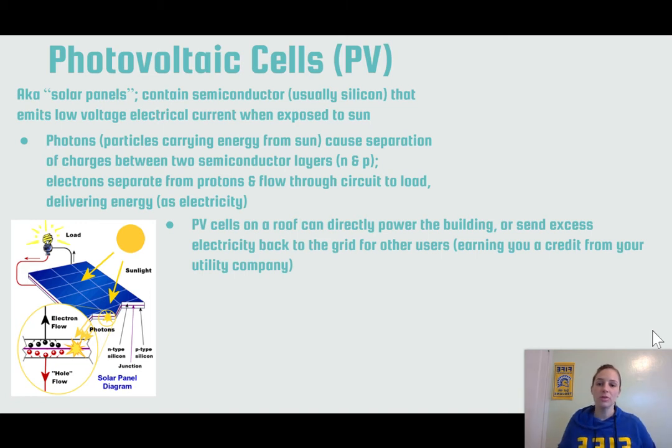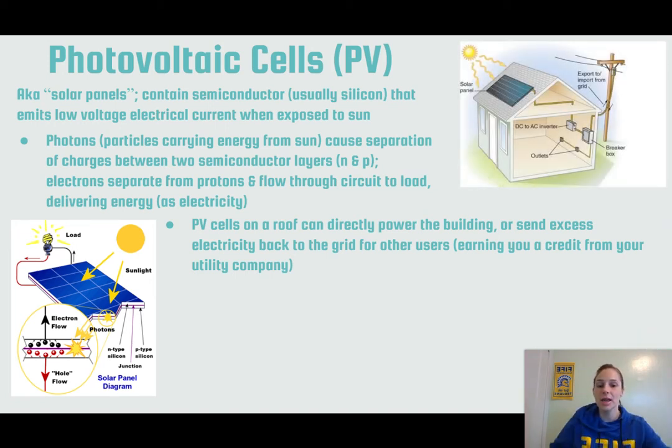Now, if we have these photovoltaic cells on a roof, they can directly power the building. Or what's a cool benefit of them is you can actually send excess electricity back to the grid for other users. So if you have a certain amount of electricity usage in your house, and if you created more electricity than you use, you can actually give it back to the grid.